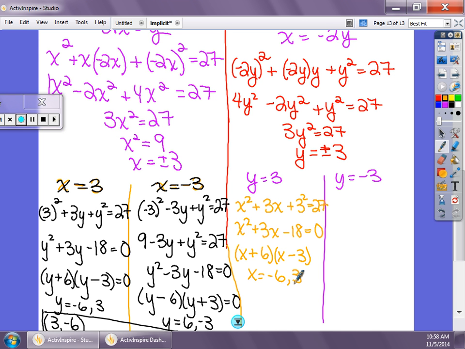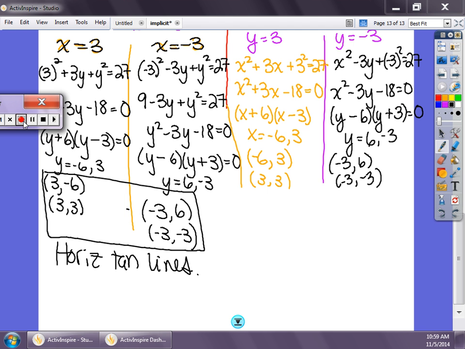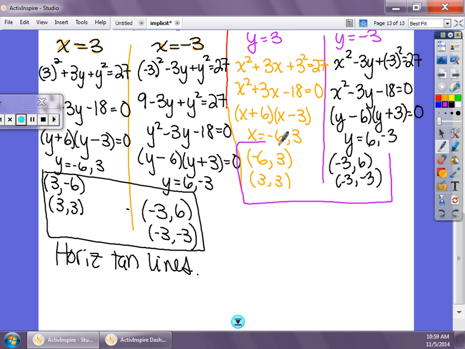Again, be mindful of how you write your answers. X comma y. So my first answer is going to be negative 6 comma y value is 3. My second answer is going to be x is 3, y is 3. Okay? Now you do it again with the negative 3. Plug that in to the original, solve, find your... All right, so check your answers. These are the points on the curve that are going to give you a vertical tangent line.